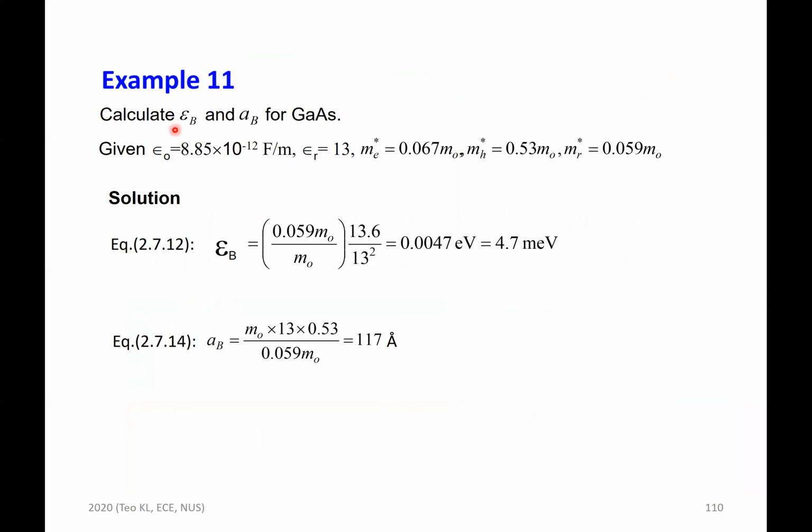Let us calculate the binding energy and the Bohr radius for gallium arsenide. This is the permittivity of free space value. Gallium arsenide has a relative dielectric constant of 13. Given the electron and hole effective masses, we can calculate the reduced mass. Based on equation 2.7.12, the binding energy equals the reduced mass over M0 times the Rydberg energy over epsilon R squared.